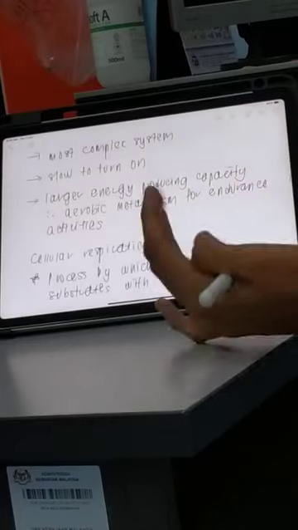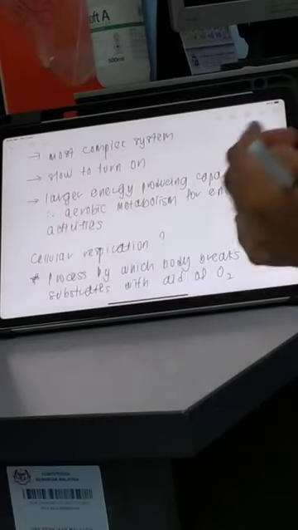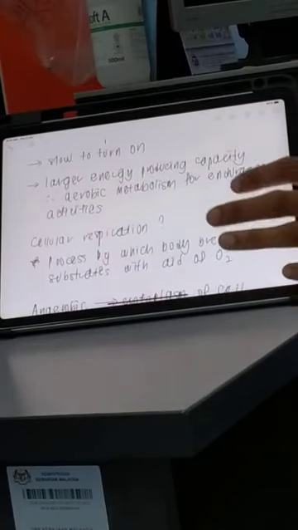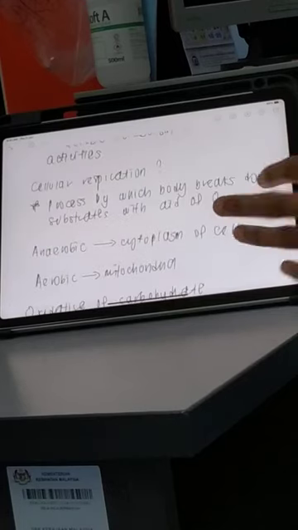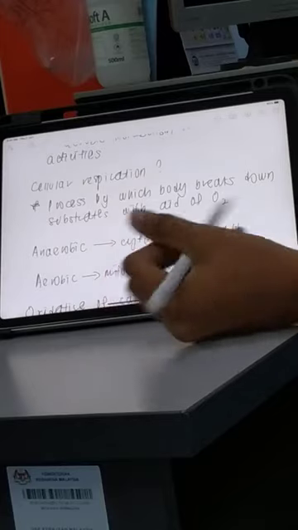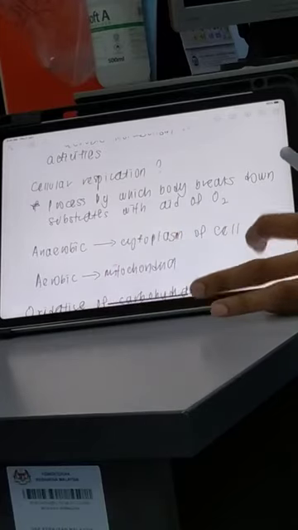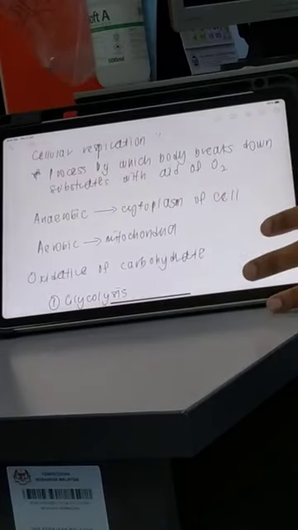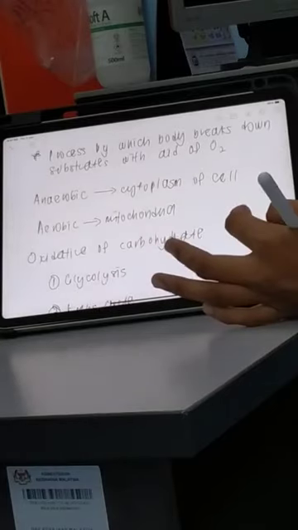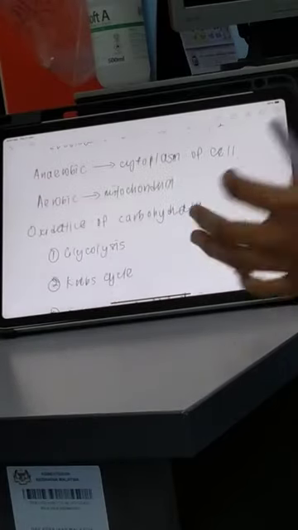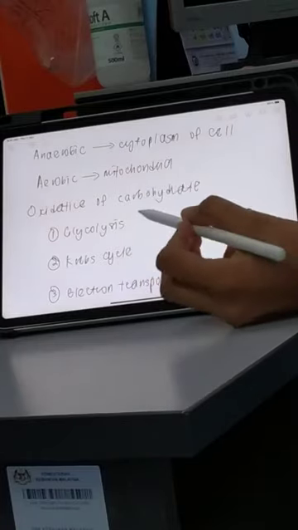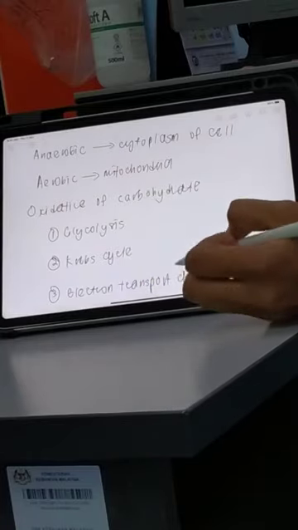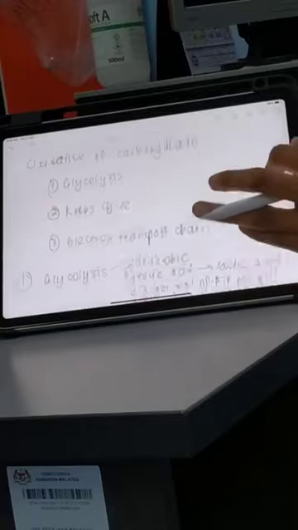So what is meant by cellular respiration is the process by which the body breaks down substrates with the aid of oxygen. Anaerobic usually happens in the cytoplasm. Aerobic happens in the mitochondria. So, oxidation of carbohydrate: what is oxidative? There are 3 pathways. The first one is glycolysis, then Krebs cycle, and electron transport chain.